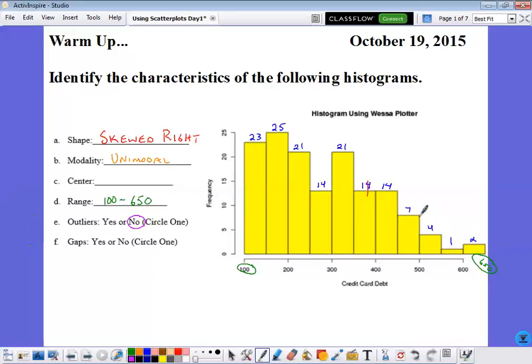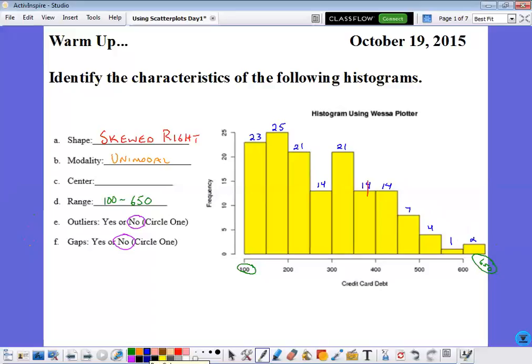However, since all of our columns have frequencies of 1 or more, I would consider that we have no gaps as well. Okay, the last section, the center. The center is probably the most difficult part to look at because it's not just simply looking at the data that they give you. You have to do a little bit of calculation.